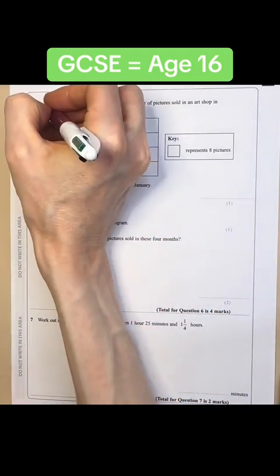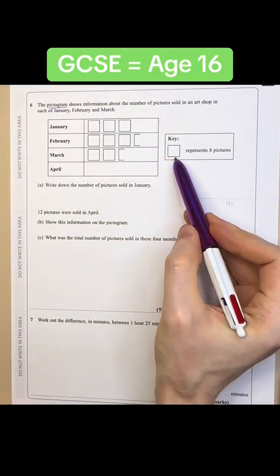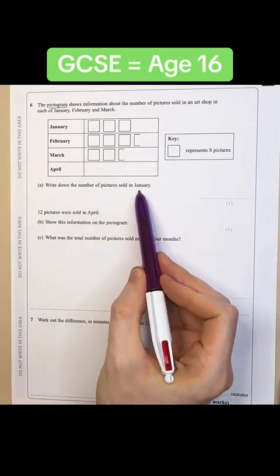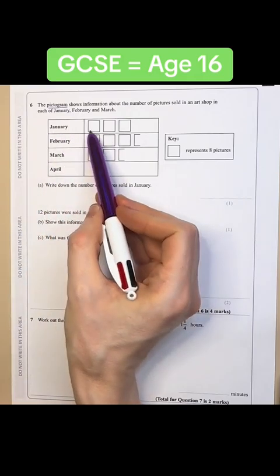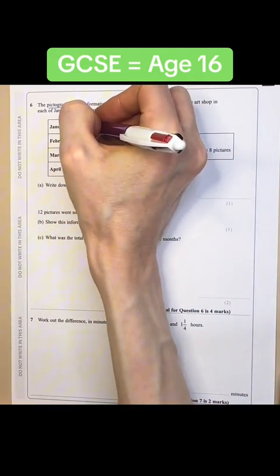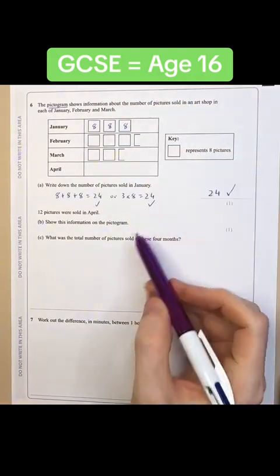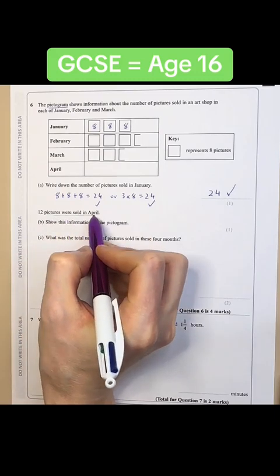When dealing with a pictogram, we should always look at the key. We know one square here represents 8 pictures. Write down the number of pictures sold in January. So looking at our row for January, each square represents 8. So therefore, I'm going to have 8, add 8, add 8, which will give us 24.